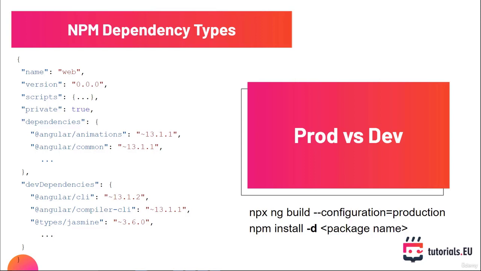For sure, the dev dependencies should not be deployed to production environment. To build an Angular application for production, you can simply run angular build and then configuration equals to production in the root folder of the client app. npm installs all packages as production dependencies by default. So to install a development dependency, you can call npm install -d and then the package name from the client app folder. So just let me get that clear again. If you install something, a package, which you only need for development, you can install it using the -d flag, which is development package flag.